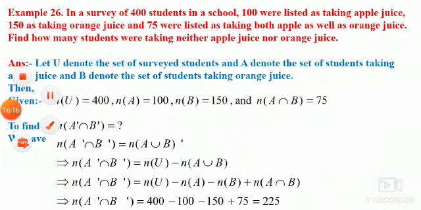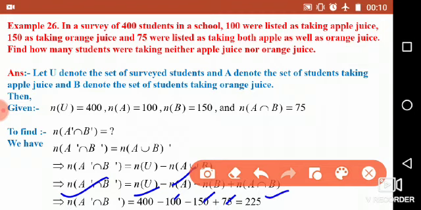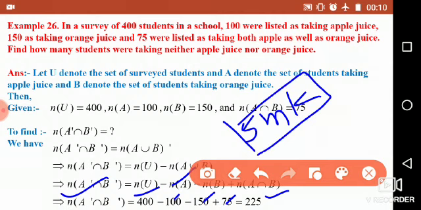We can replace the value of N of U as 400. The number of students who take apple juice is 100, minus the number of students who take orange juice, 150, plus the number of students who take both juices, 75. If I add and subtract, we get the total number of students who take neither apple nor orange juice. Therefore, there are 225 people who do not take apple juice nor orange juice. This is also an important example for 5 marks. These are the last two questions which are expected in the examination for 5 marks.